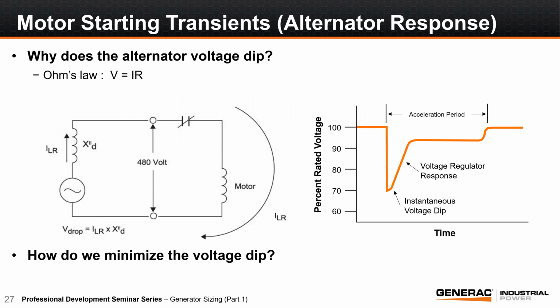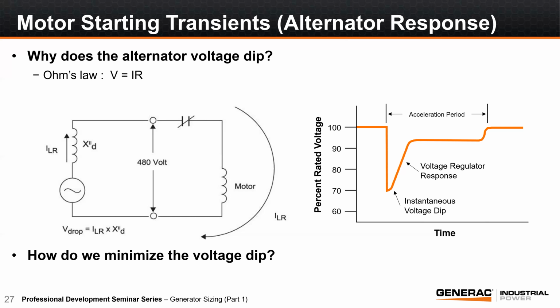So why does an alternator have a voltage dip? This graph will show that the motor draws locked rotor current, and when this current flows through the source impedance of the alternator, a resulting voltage dip occurs. Let's remember Ohm's law: voltage is equal to current times resistance. So when a current is passed through a resistance or an impedance, a voltage drop occurs across that resistance. Let's think of it like pinching a water hose. When water flows through that hose's restriction point, it will experience a pressure drop across that restriction.